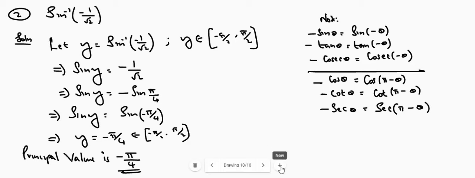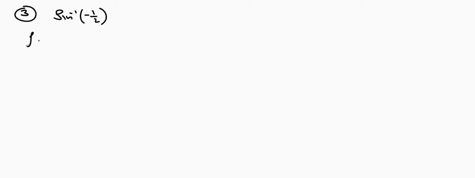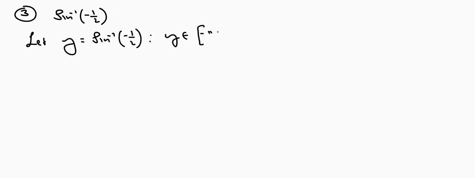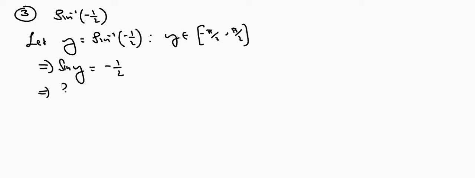Next question number 3. Sin inverse of minus 1 by 2. Let y equals sin inverse of minus 1 by 2. Y is an element of the closed interval minus pi by 2 to pi by 2. Next step, that implies sin y equals minus 1 by 2. That implies sin y equals minus sin 30, that is pi by 6.